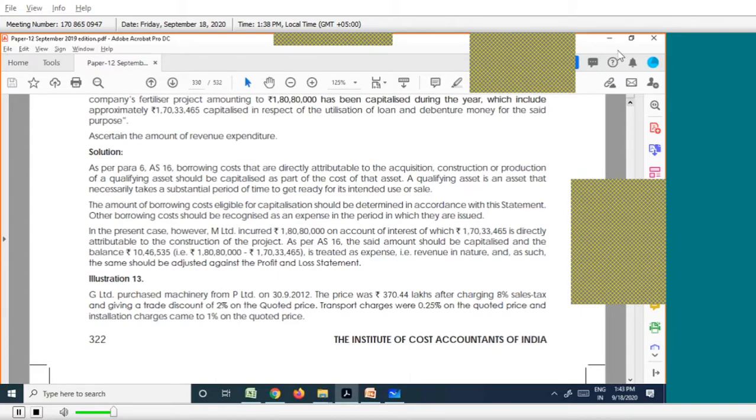So the question is: G Limited purchased machinery from P Limited on 30/9/2012. The price was rupees 370.44 lakhs after charging 8% sales tax and giving a trade discount of 2% on the quoted price. Transport charges were 0.25% on the quoted price, and installation charges came to 1% on the quoted price.